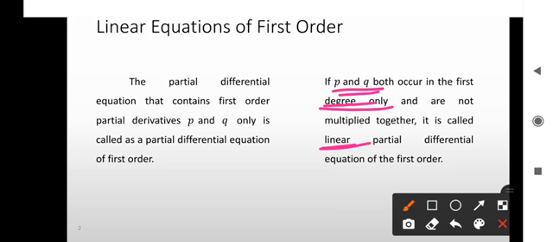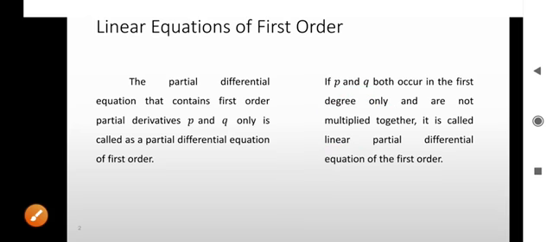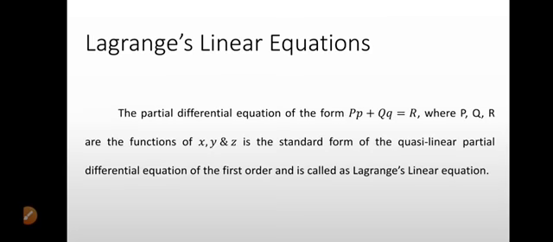So now we are going to see the Lagrange's linear equations. The partial differential equation of the form Pp plus Qq equal to R, where P, Q, R are the functions of x, y and z, is the standard form of the quasi-linear partial differential equation of the first order and is called as Lagrange's linear equation.